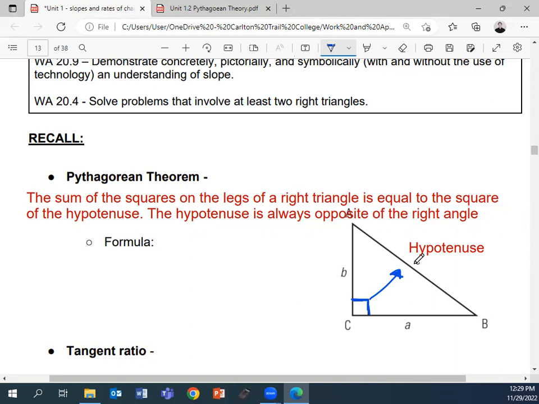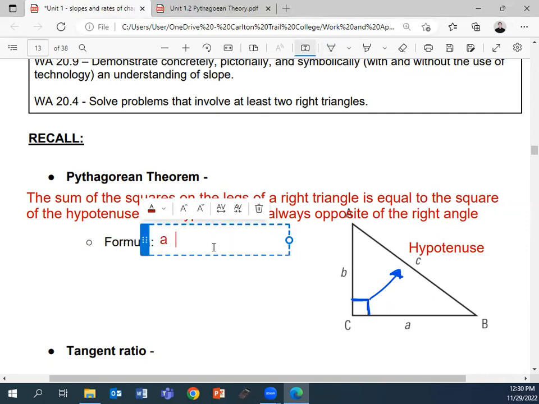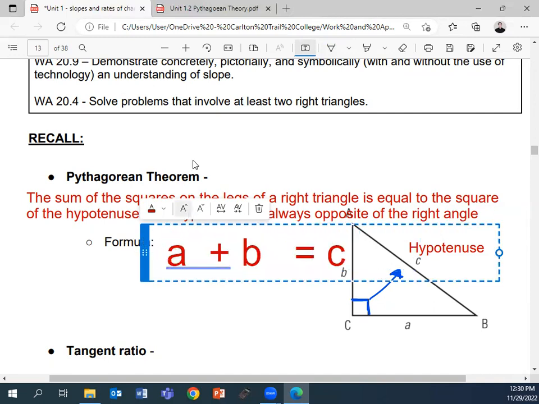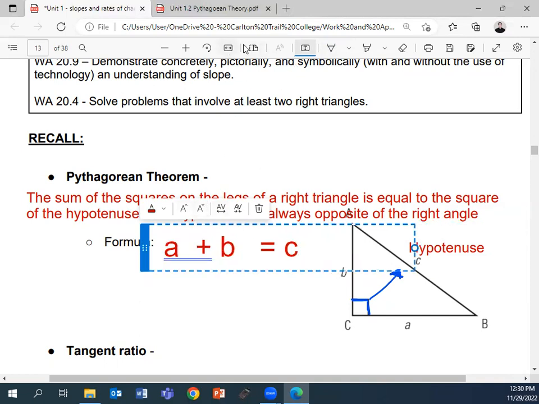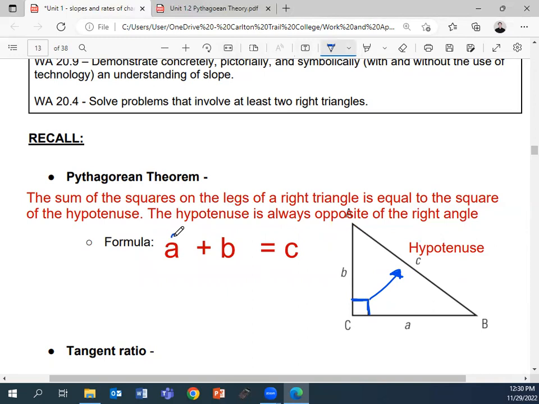I would love to spend more time on it, but that's just something you're going to have to memorize, that this is how I find the hypotenuse, because you're going to be using this tomorrow for sure, maybe today. There's a formula we use for this, and let me write that in a second. Here we go. So here's my formula, which is a squared plus b squared is equal to c squared.